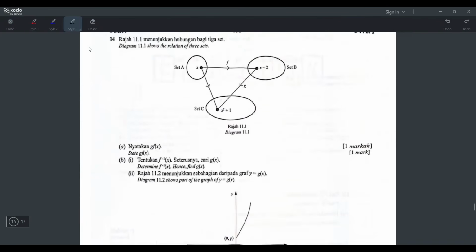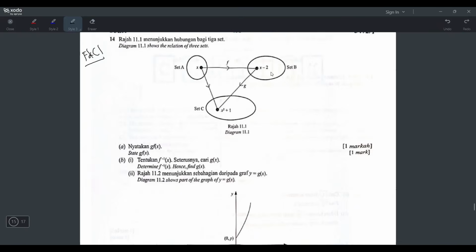Okay, number 14. This one I look at the diagram, I already know it is from Form 4 chapter 1, the function chapter. Let's read. Diagram 11.1 shows the relation of 3 sets. So we can see there is set A, set B, set C. Set A is x, and then the arrow going out to set B, and they put f here, x minus 2.